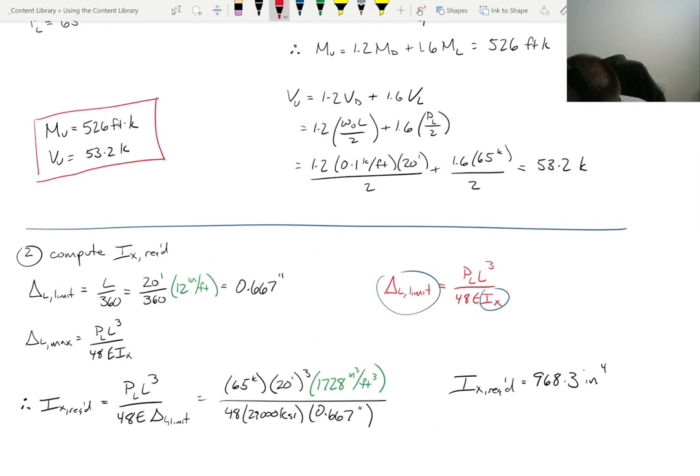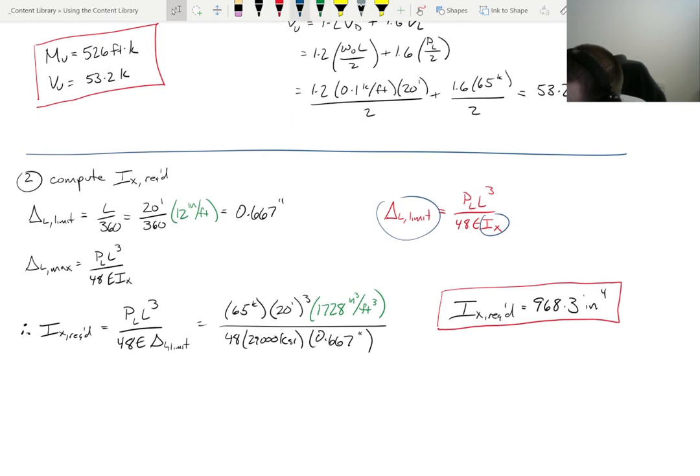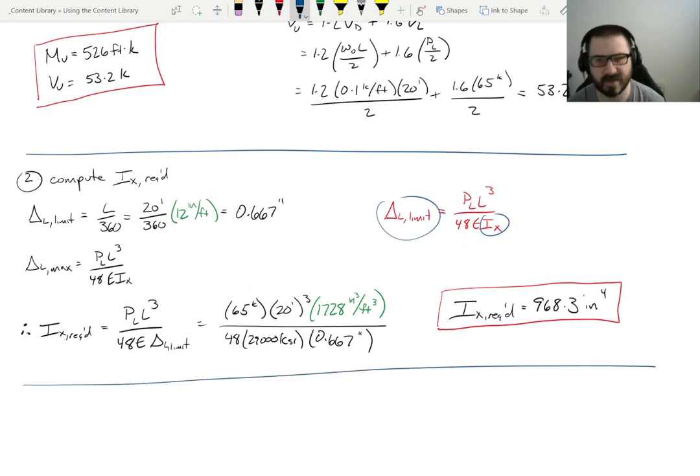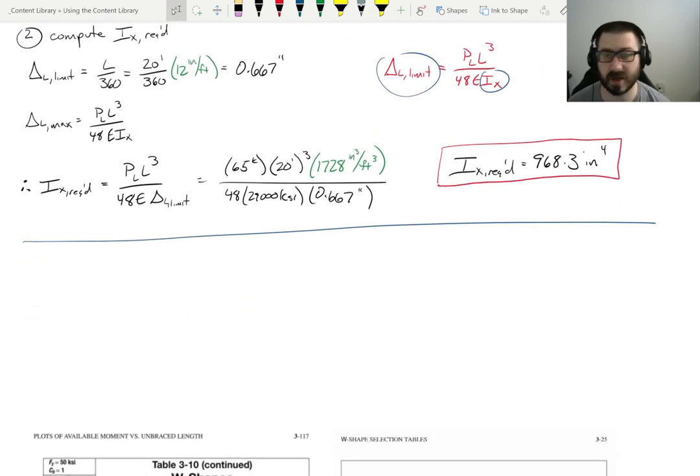And for the purposes of selecting a member for trial analysis, that's enough. We don't need any more specificity than that. Okay. So now what we're going to do is we're going to select a trial shape. And so what I'm going to do is sort of say that this is like steps 3 and 4 all combined. And you'll see what I mean, because I'm going to select the shapes and then sort of assess the deflection all at the same time.